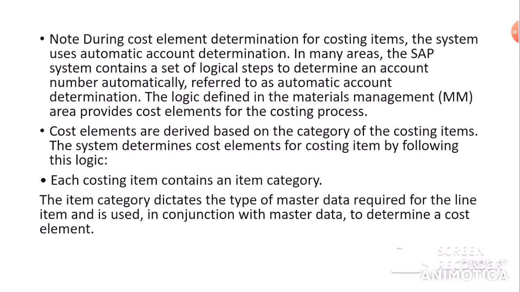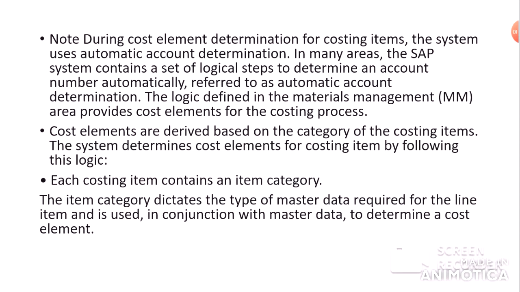So we have a note here, during cost element determination for costing items, the system uses automatic account determination. In many areas, the SAP system contains a set of logical steps to determine an account number automatically, referred to as automatic account determination. The logic defined in the materials management area provides cost elements for the costing process. Cost elements are derived based on the category of costing items. The system determines cost elements for costing item by following this logic.